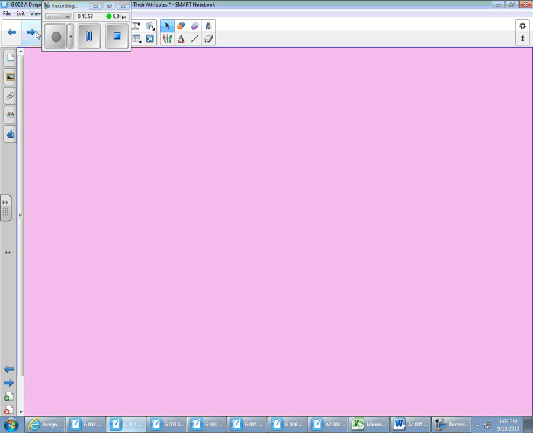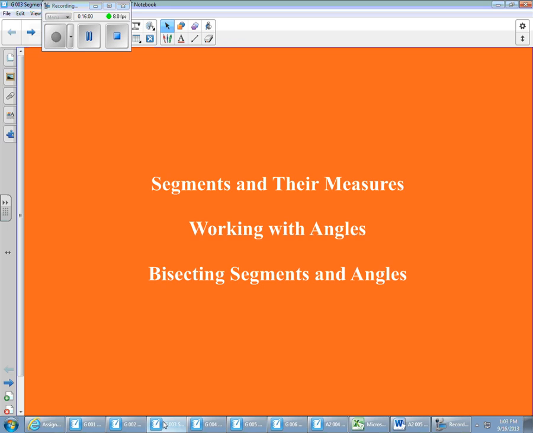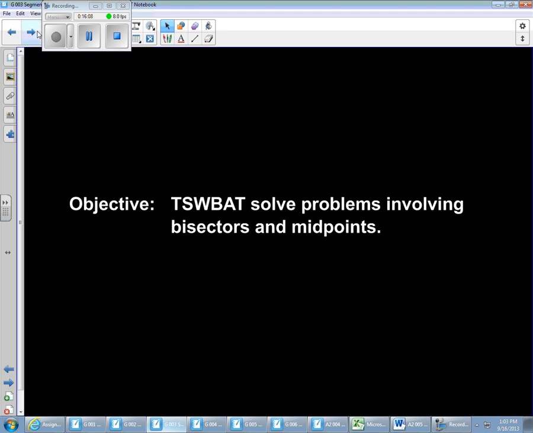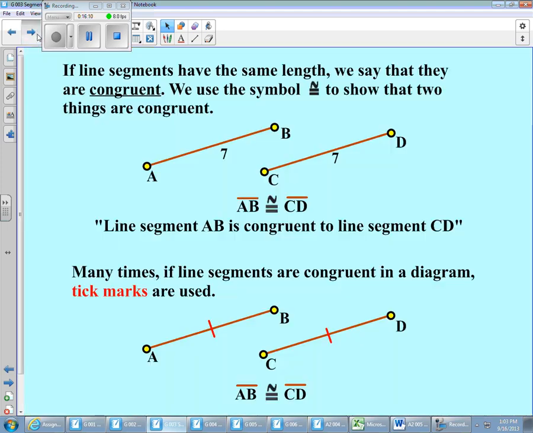And that took care of the beginning vocabulary. From there on, we went to segments and their measures, working with angles, and also the topic of bisecting and all of that. The student will be able to solve problems involving bisectors and midpoints. This actually proved to be a pretty easy section once you got to the math, because there was a lot of vocabulary that was basically synonyms with each other. Bisecting, midpoint, equidistant. It all basically did the exact same stuff. It established that there was something exactly in the middle, and that meant that we were chopped in half on either side of it.